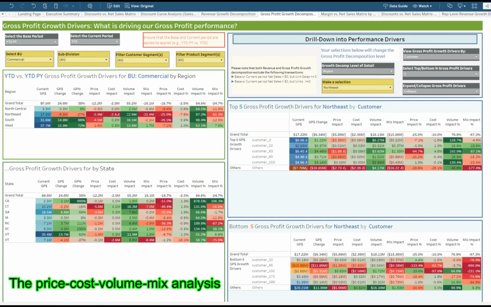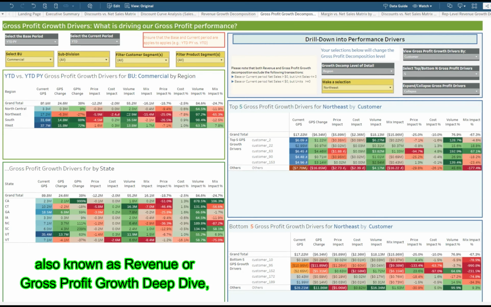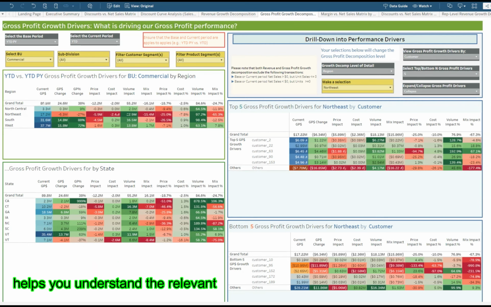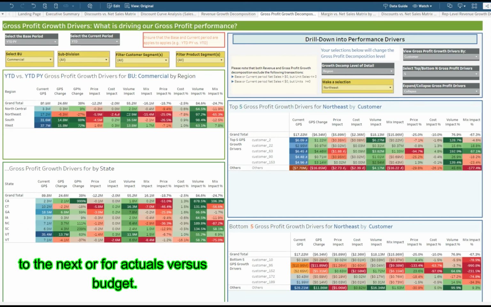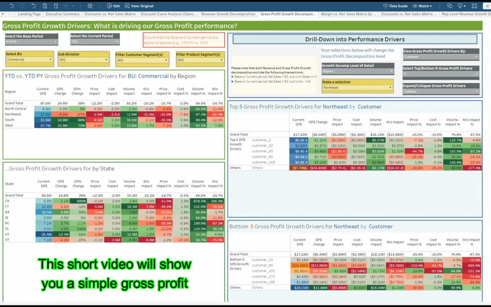The price-cost-volume mix analysis, also known as revenue or gross profit growth deep dive, helps you understand the relevant components that drove your revenue, gross profit, or other critical financial changes from one period to the next, or for actuals versus budget. This short video will show you a simple gross profit growth deep dive built on customer transactional data. The deep dive outlines gross profit performance changes into several vital drivers.